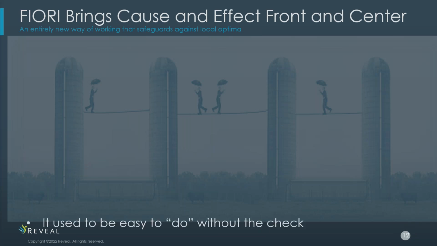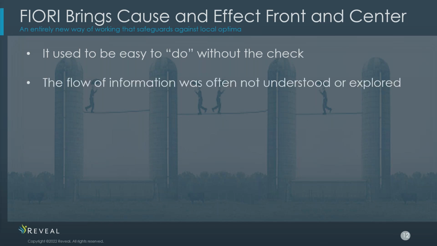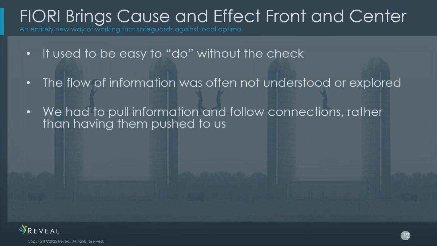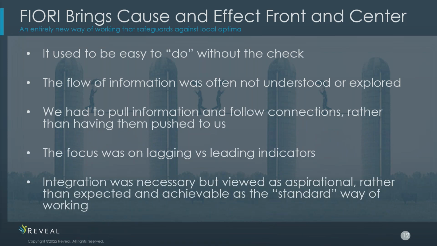So one of the things that is most important about this is that the data starts to be brought to us. When we have Fiori in place, it used to be pretty easy to work in isolation. So you can see the silos in the background here. And what would happen is that we could make decisions based on our own little corner of the world and what was best for us. So it was easy to fall into that local optimum. And even when you're trying your best with the information that you have available to you to make that best decision, it's easy to focus on just what was in front of you. And then you'd end up in those meetings to talk about the impact of what happened. And so the focus was always on lagging versus leading indicators.